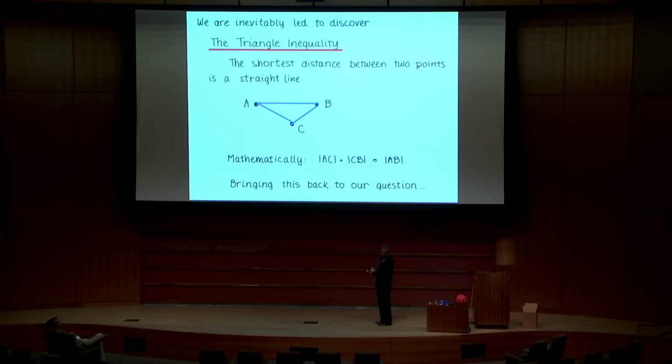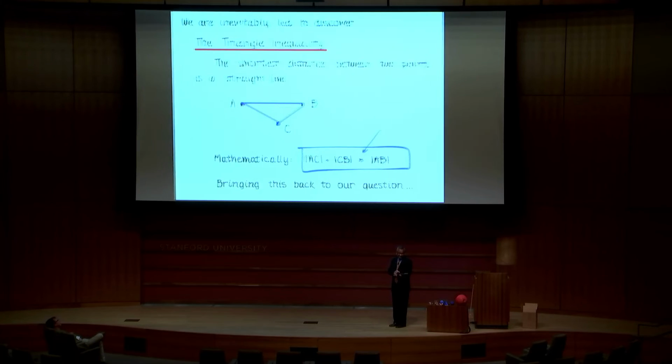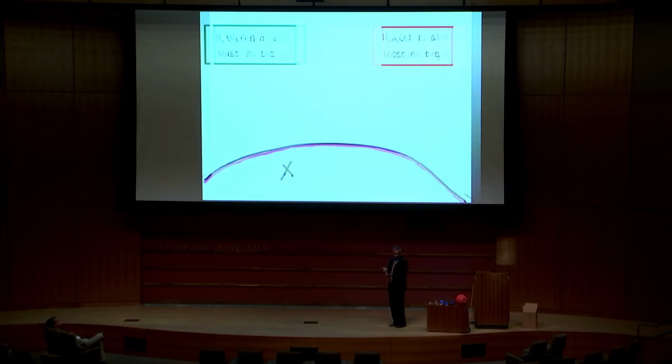So mathematically, I'm just saying this: the distance from A to C plus C to B is at least as big as A to B, and certainly the only way it'll be just as long is if C happens to be on the road between A and B. So let me bring this back to the question, but you'll see that in the course of just doodling and asking this question, we would have been inevitably led to discover this inequality.